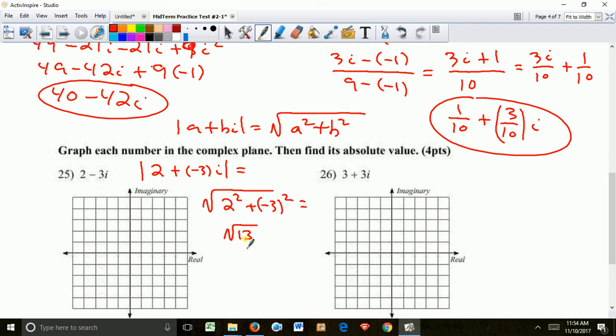They do want you to graph this, so 2 minus 3i, start at the origin, go 2 units to the right, and then 3 down. So there's 2 minus 3i. The distance from the origin to the point would be root 13 units away.